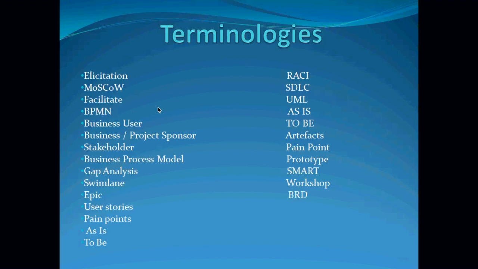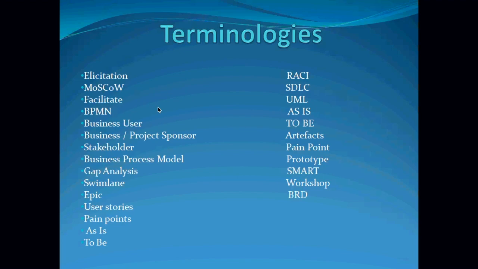Assess. Assess is something you also need to know, because it's very important. You're going to use it in your documentation. Assess means current, but in BA we call it assess. That is assess now. So that is what we mean by assess. It means current state. Then to be means future state.